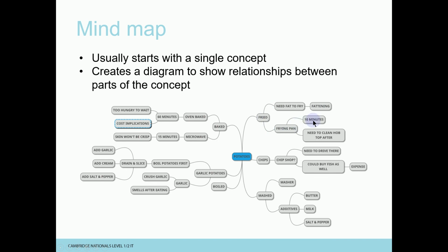We need a frying pan, it'll take 10 minutes. We need to clean the pan after. If we have chips, we can go to the chip shop, but we need to drive there. We could buy fish as well, that's expensive. If we're having mash, we need a masher. We're going to need some additives: milk, butter, salt and pepper, and so on and so forth. So you can see how you would start to break down problems in a mind map.